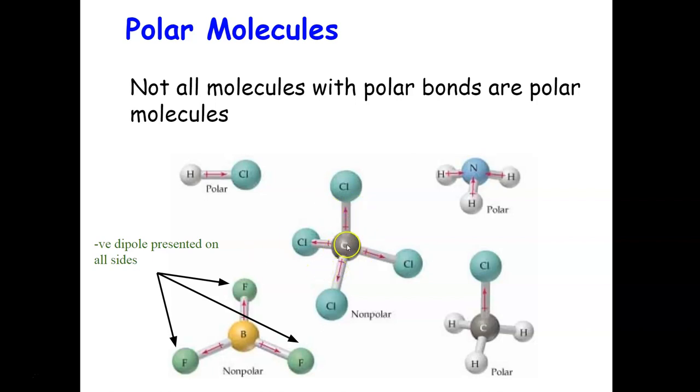Another example would be the carbon bonded to 4 chlorines. And this is a very common shape in chemistry. It's called tetrahedral. And again, you can see that this dipole on the outside presented will just be one type of dipole. It'll be a negative, and the positive is hidden, if you like.